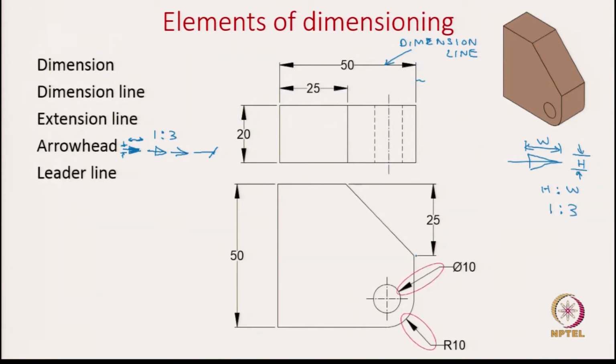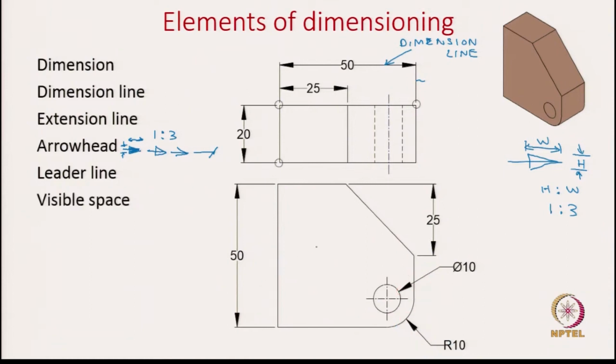We also have the leader lines. For example, when we are representing this hole, we represent it using a leader line, and here this phi symbol represents the diameter. So, it says the diameter is 10 units. Similarly, on this curved edge we use the leader line to point out that this is a circular arc of radius 10.